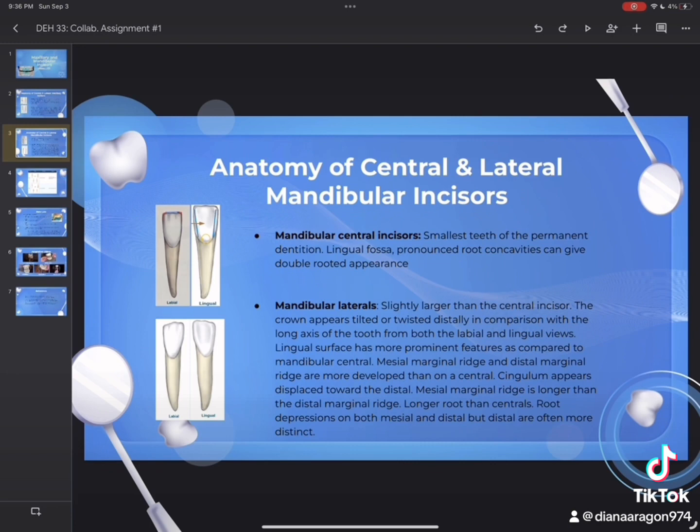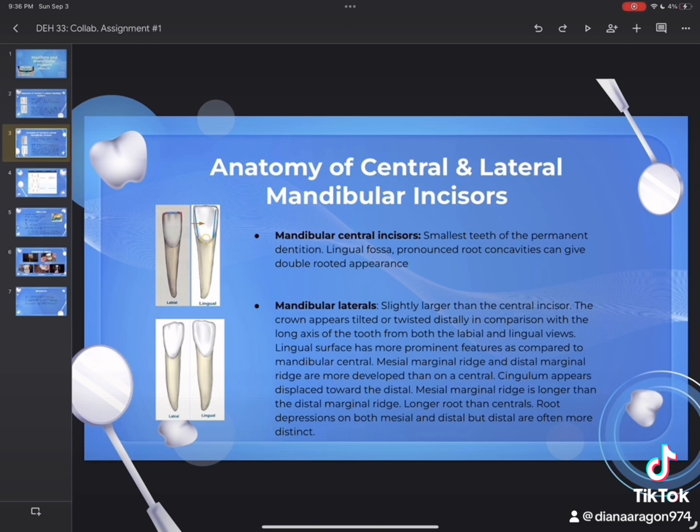Mandibular central incisor: the smallest tooth of the permanent dentition. Lingual fossa, pronounced root concavities can give a double-rooted appearance. Mandibular laterals are slightly larger than the central incisor. The crown appears tilted or twisted distally in comparison with the long axis of the tooth from both the labial and lingual views. The lingual surface has more prominent features as compared to the mandibular central.